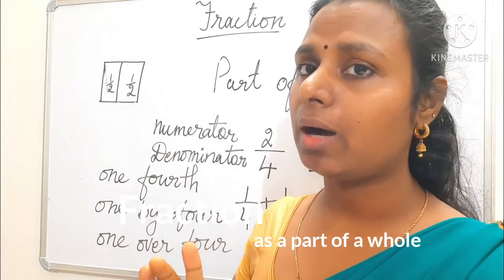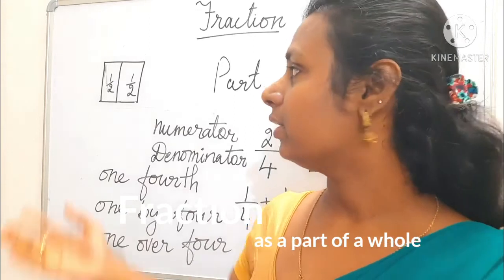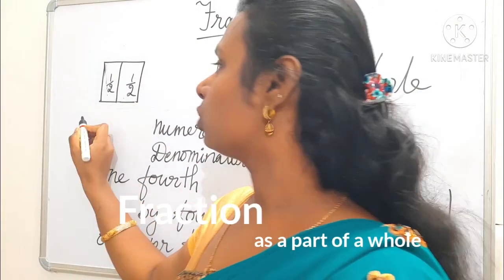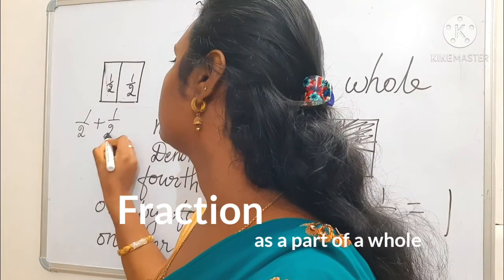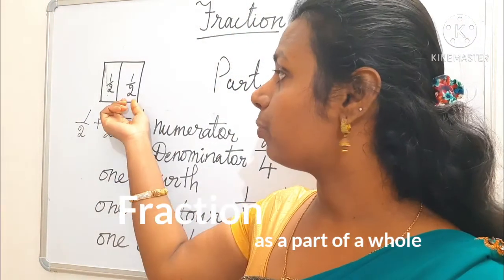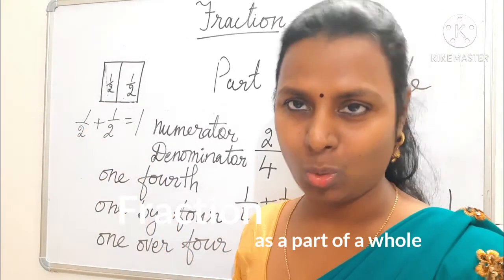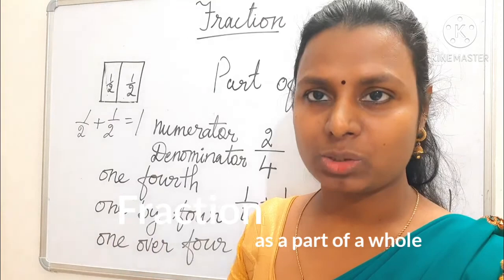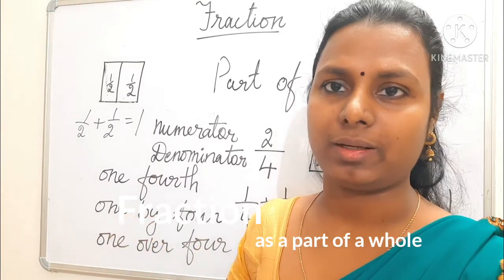How many halves make the whole? Here 1/2 and here 1/2. So two halves make the whole. The number of parts we divide, that many parts when we add together, that makes the whole.